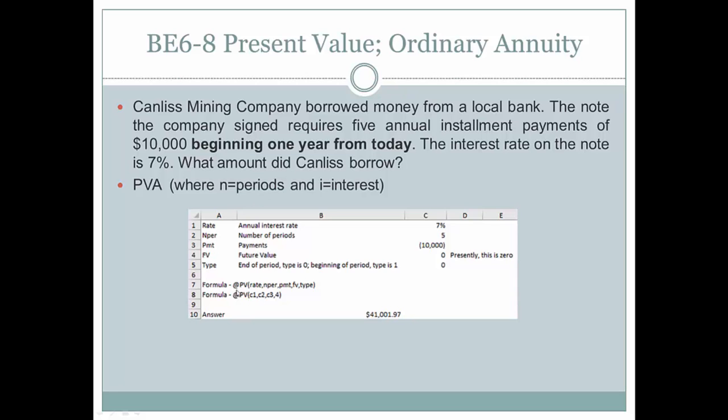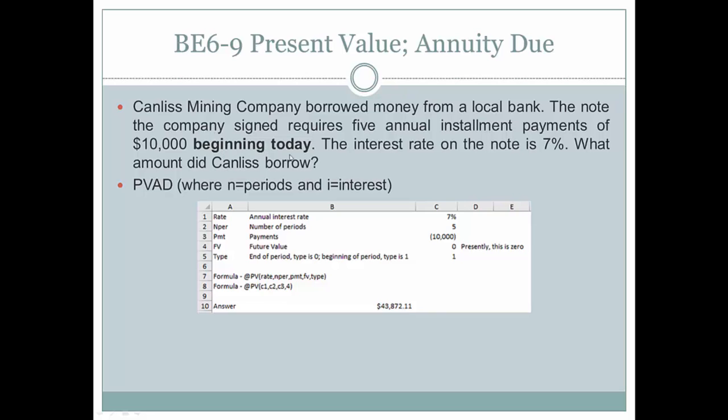And so here is the formula that we're going to be using. We're going to be using the present value formula because we want to know what's the present value of this annuity. So here we have the annual interest rate. And this is an annual calculation. Number of periods is 5. They're going to be paying out payments of $10,000 each period. The future value is 0. The type, the value of this is going to be 0 since it's an ordinary annuity. So it's going to be present value, rate, number of periods, payment, future value, type. And so this will be our answer.